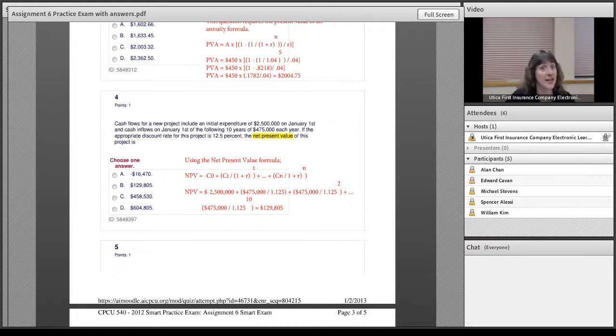But in order to get to the answer to this question, you have to remember to subtract the $2,500,000, which is your initial investment. Okay? Do you see that? The net present value formula, the very first thing it does is subtract out your initial investment and then adds the present value of each of the subsequent payments. It's a lot faster to use this annuity formula.